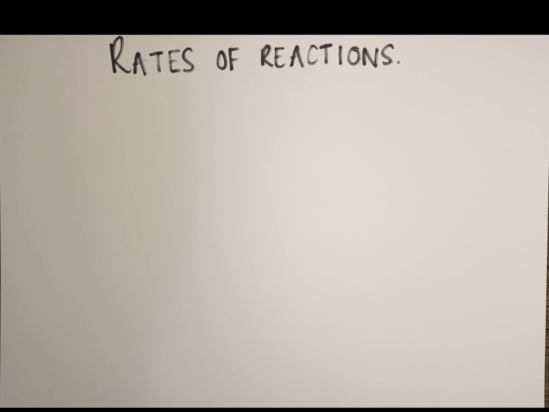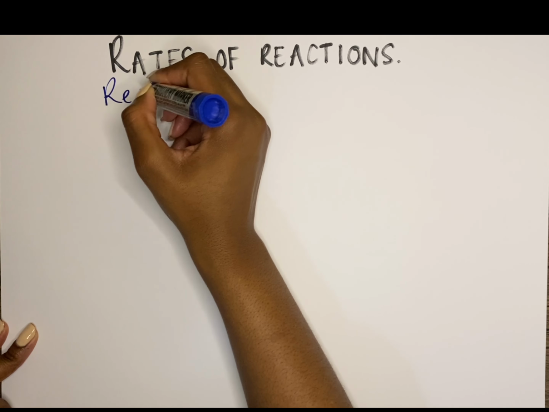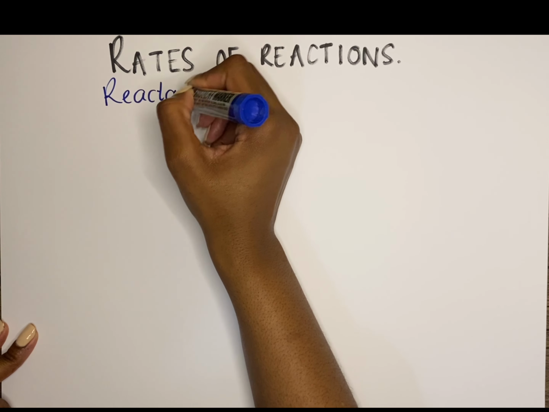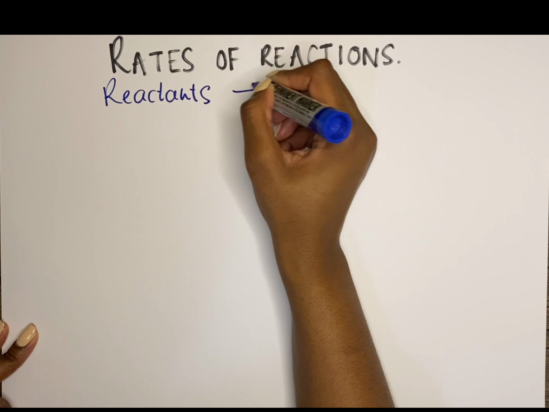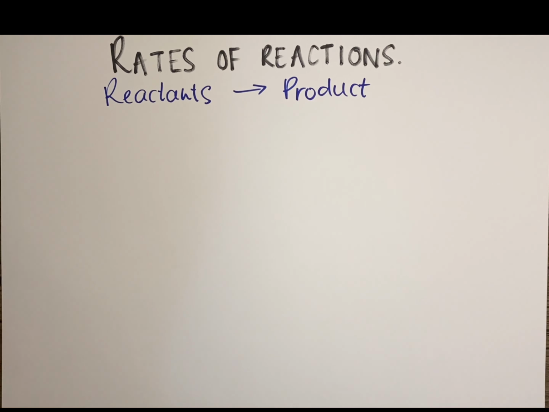So when we talk about rates of reactions, you are reacting substances, so you have certain reactants that will form a certain product. That's the gist of it, right?